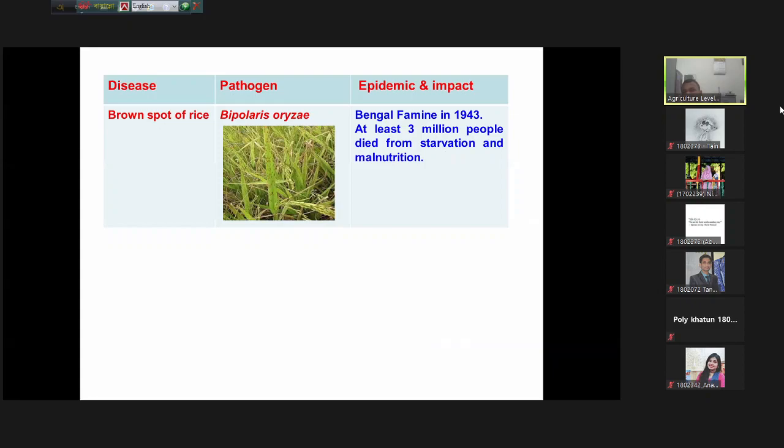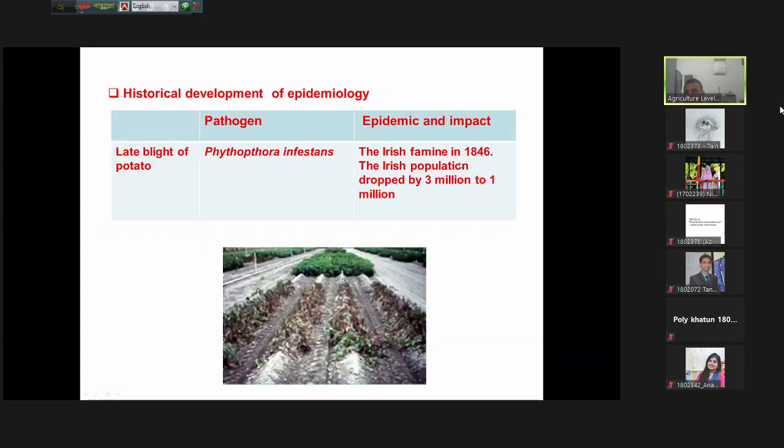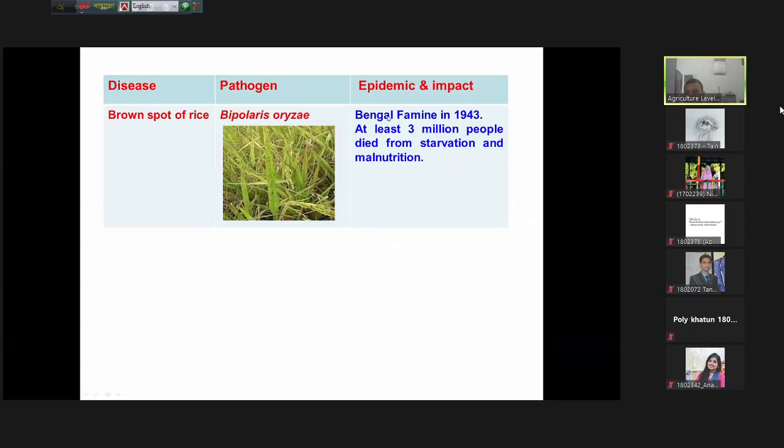Another history: in 1943 we also see the Bengal famine caused by Bipolaris oryzae, brown spot of rice. Brown spotting of a mate, no yield at all. So a disease, also a plant disease, একটা হয়েছিল late blight of potato কারণে, আর একটা brown spot of rice এর কারণে। একটা হয়েছিল 1846 এ, আর একটা 1943 তে। 1846 এরটা হয়েছিল আয়ারল্যান্ডে আর এটা হয়েছিল আমাদের এই অবিভক্ত আনডিভাইডেড বেঙ্গলে. 3 million people died from starvation and malnutrition, no food.